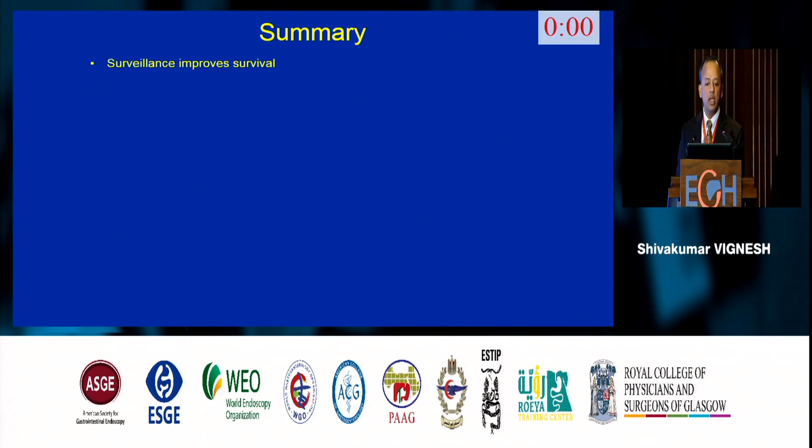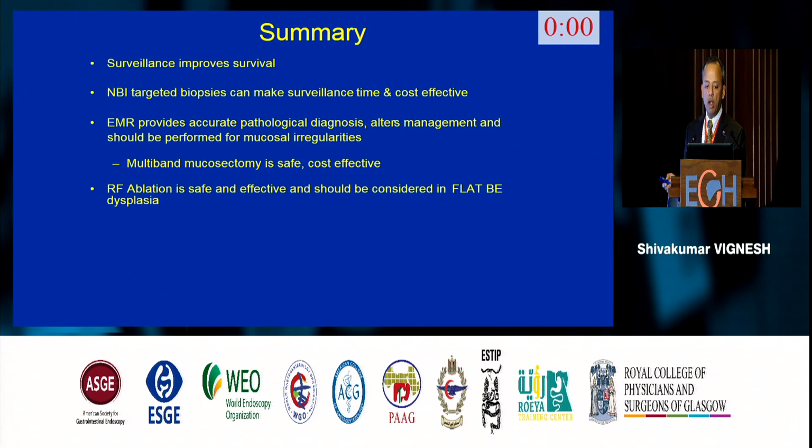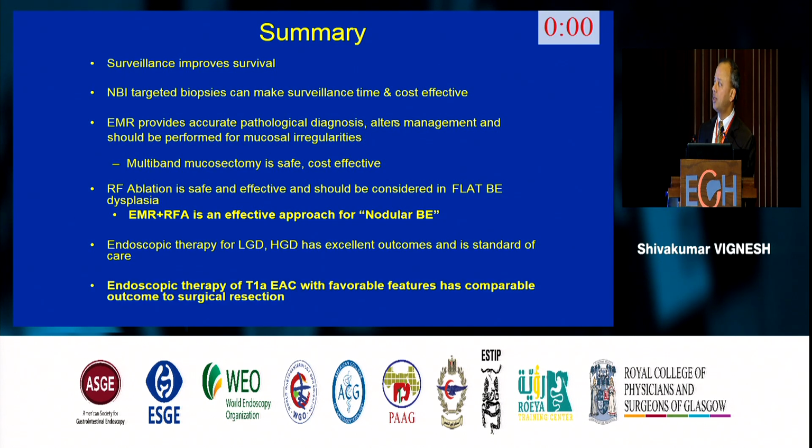In summary, surveillance improves your survival, narrowband imaging improves the cost and time effectiveness, EMR alters management and should be performed, mucosectomy is safe and cost effective, RF ablation is safe and effective for flat dysplasia, EMR plus RFA is effective for nodular Barrett's, endoscopic therapy for dysplasia, excellent outcome and is a standard of care, and endoscopic therapy for intramucosal cancer with favorable features is equal to surgical resection.